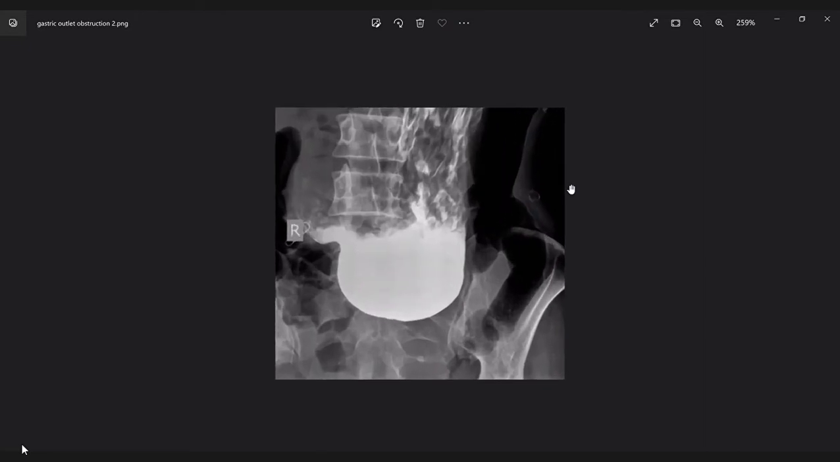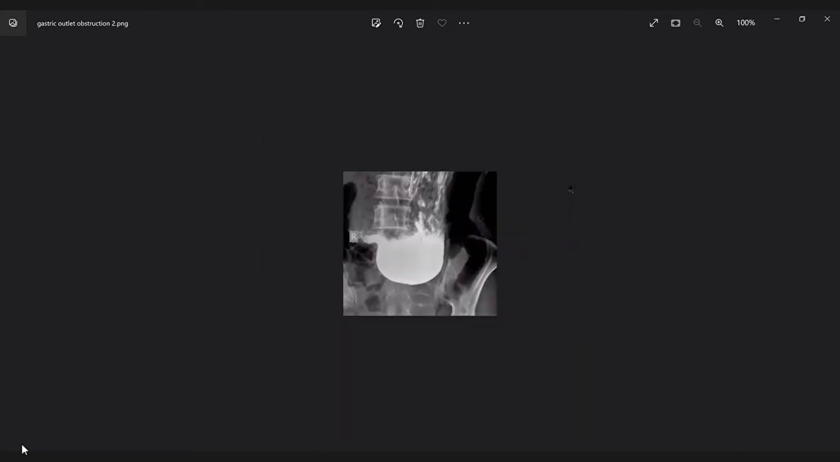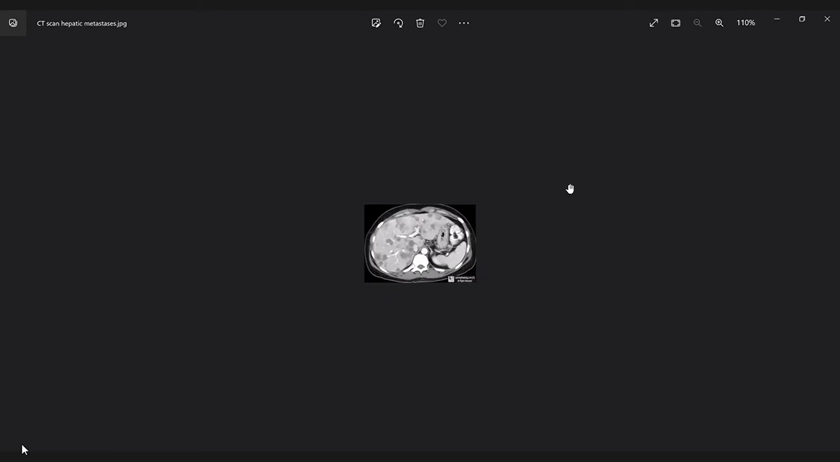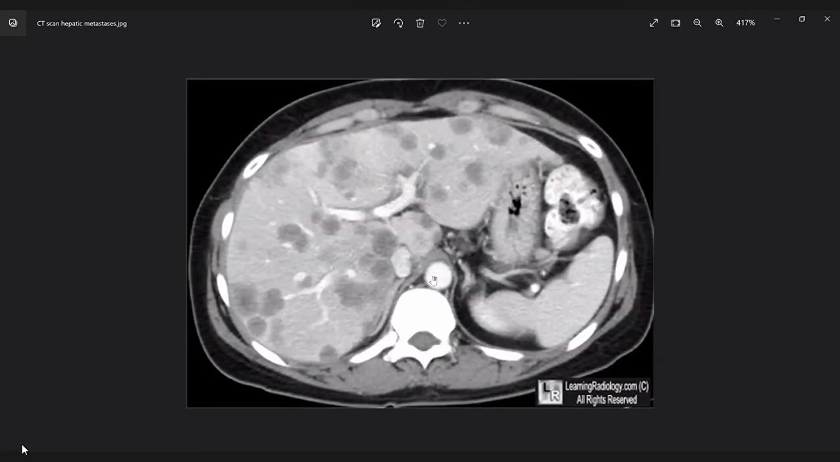What are we looking at here? Sorry, Doc, before you move on, what you said was the white thing in front of the vertebra? Abdominal aorta. Okay, thanks. A contrast film.